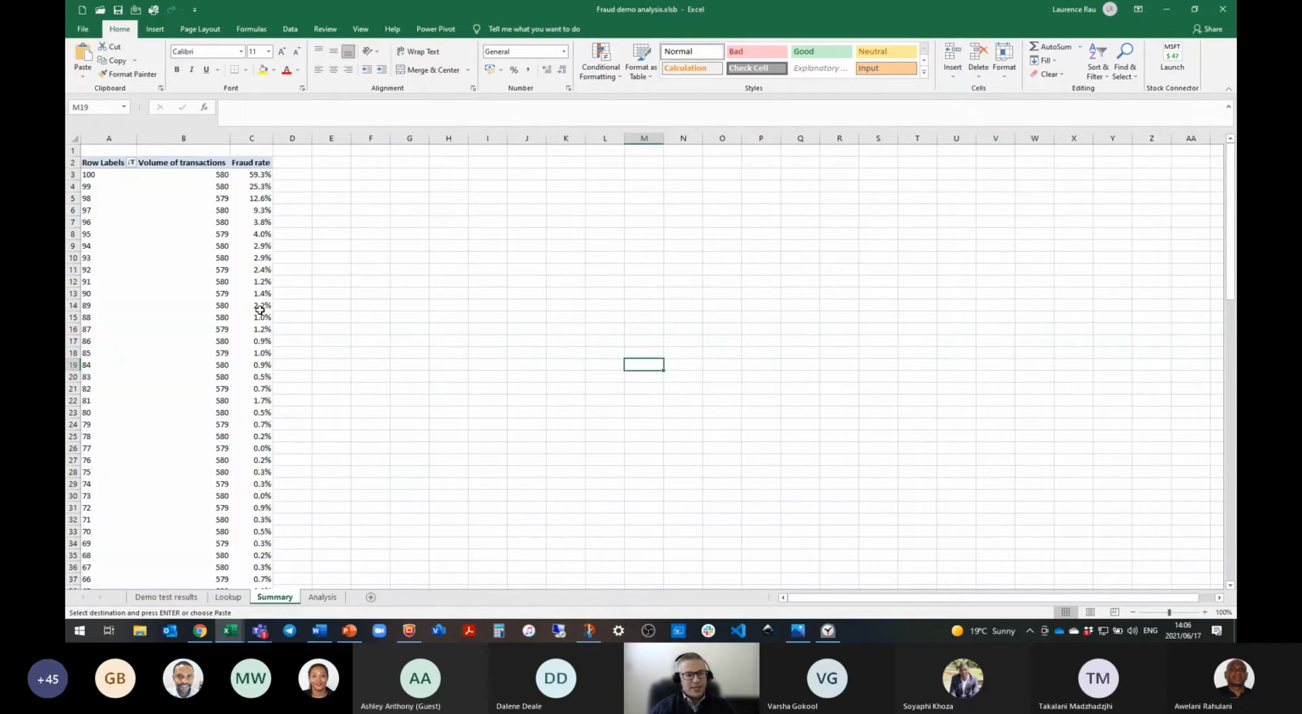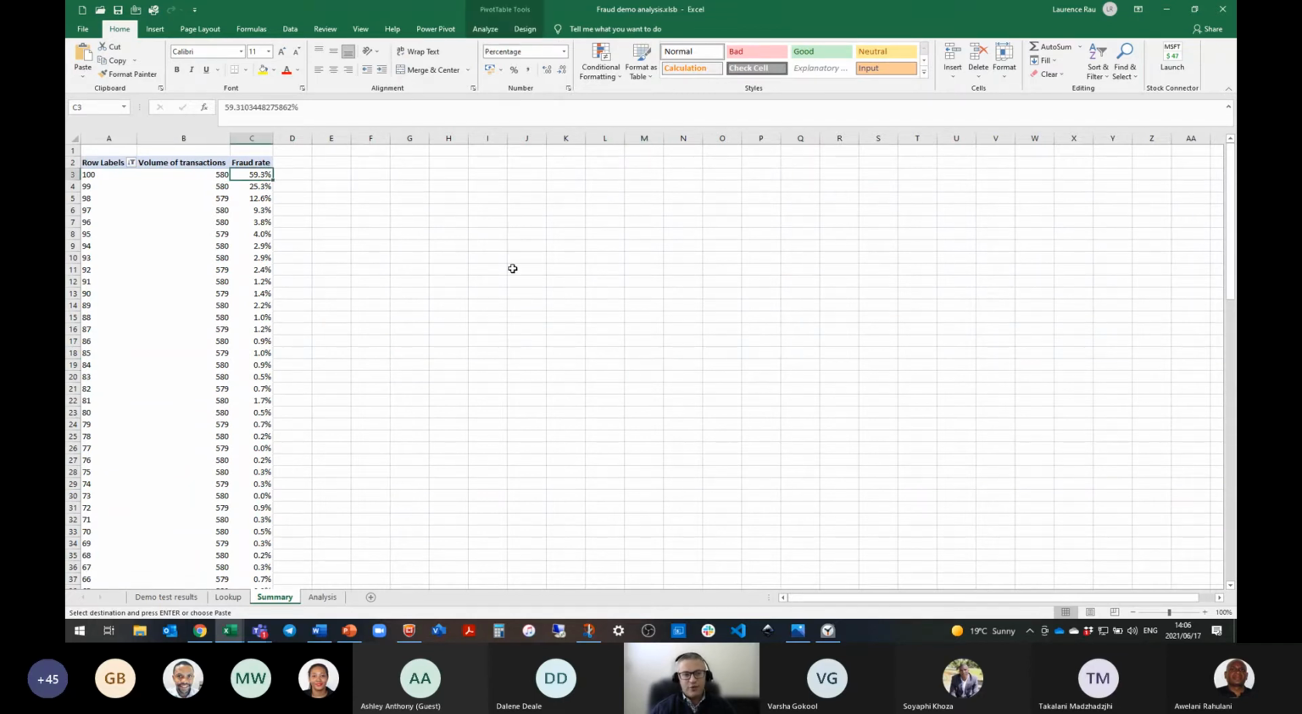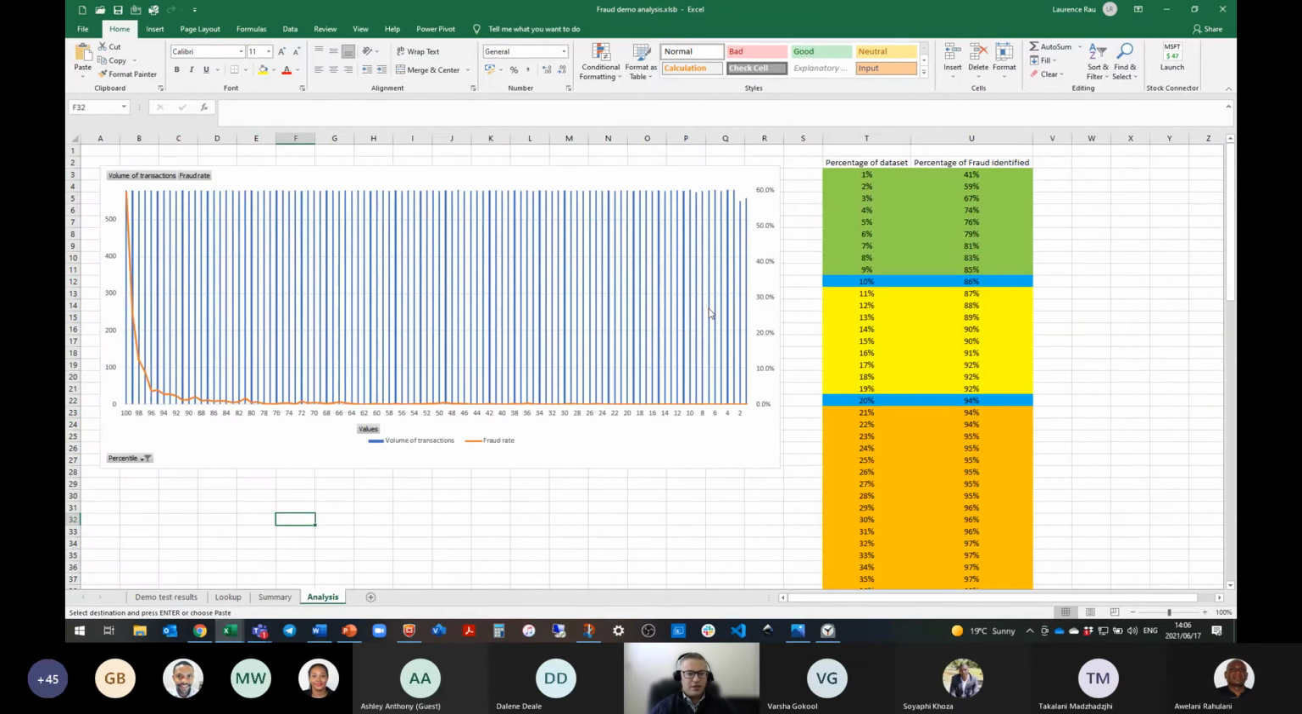And you'll see here the summary of the data shows that for each of the percentiles on the left, there is the fraud rate on the right, and you'll see in the top percentile, so in the top 580 odd lines out of 57,000, we had a fraud rate of 59.3%, and then it tails off from there. If we have a quick look at this in a graphical format, you'll see that there's a very high fraud rate at the beginning, and eventually there's no fraud there.